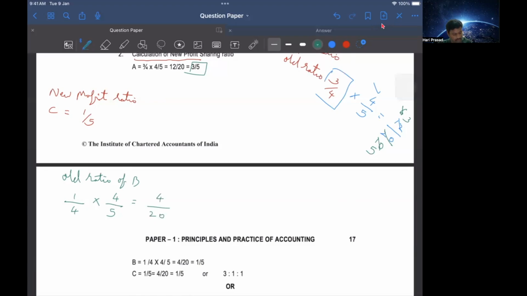Now again we need to simplify it. 4 is divisible by 2, 20 is also divisible by 2. 2 fours are 4... 4 divided by 2 is 2, 20 divided by 2 is 10. Again, we can divide 2 by 2, that is 1. 10 divided by 2 is 5. The new profit sharing ratio of B is 1 by 5. What is the new profit sharing ratio of C? 1 by 5.